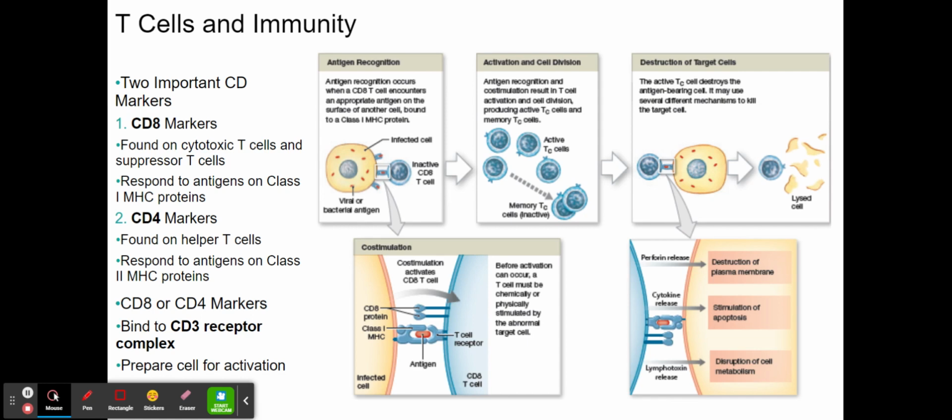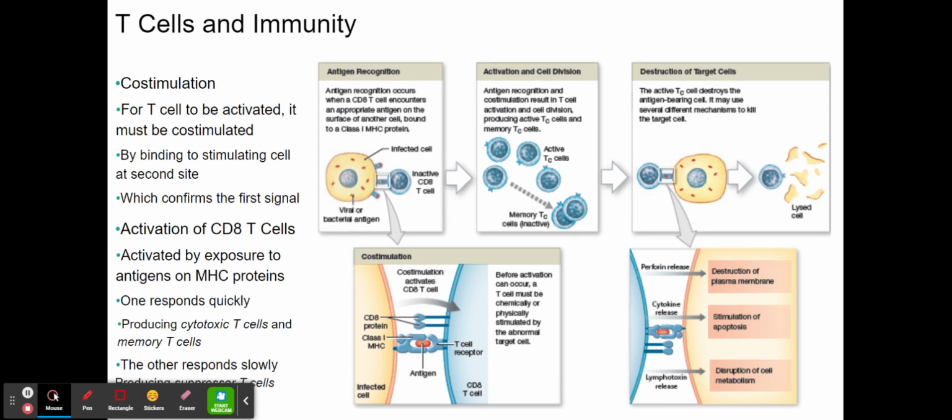T cells are not usually activated upon their first encounter with the antigen. Antigen recognition simply prepares the cell for activation. In order to proceed from recognition to activation, a T cell must also bind to the stimulating cell at a second site. This vital secondary binding process, called co-stimulation, essentially confirms the initial activation signal. Co-stimulation is like the safety on a gun. It helps prevent the T cells from mistakenly attacking normal or self tissues.